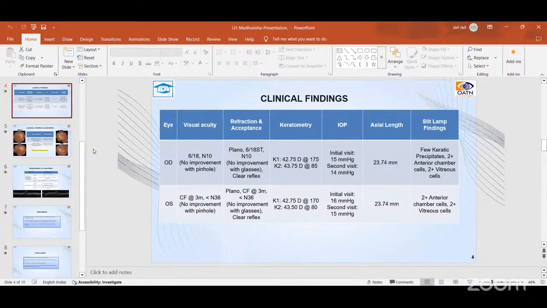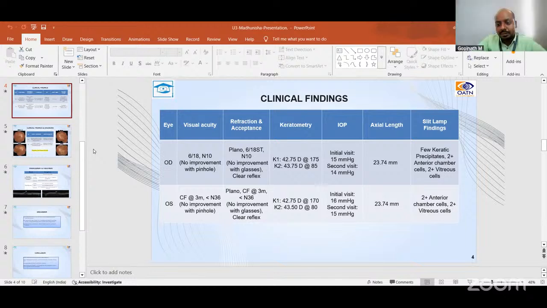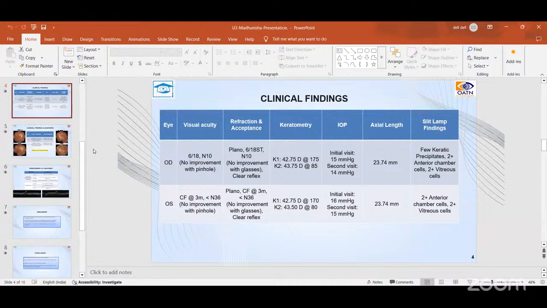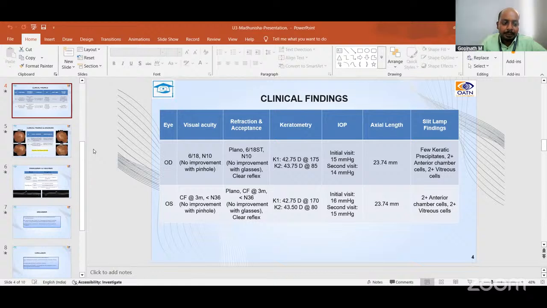Sir, could you hear me? Yeah. So the presence of anterior chamber cells and keratic precipitates in the first visit suggests an inflammatory response in the eye, sir, due to post-typhoid retinitis. Okay. And it also includes uveitis with anterior segment involvement because of the anterior chamber cells, and it was grade 2.